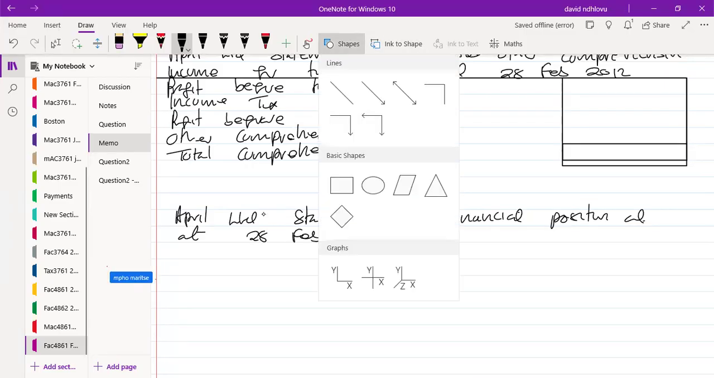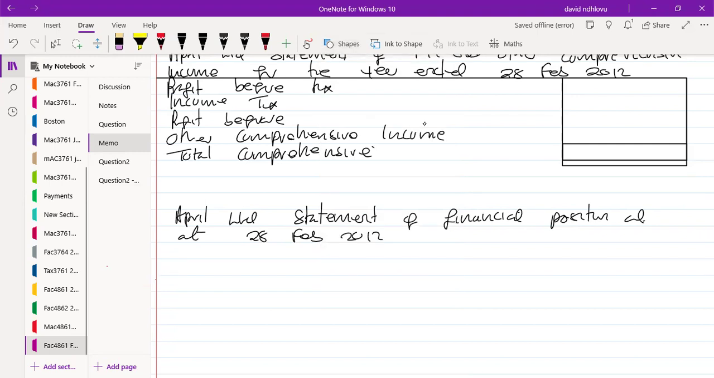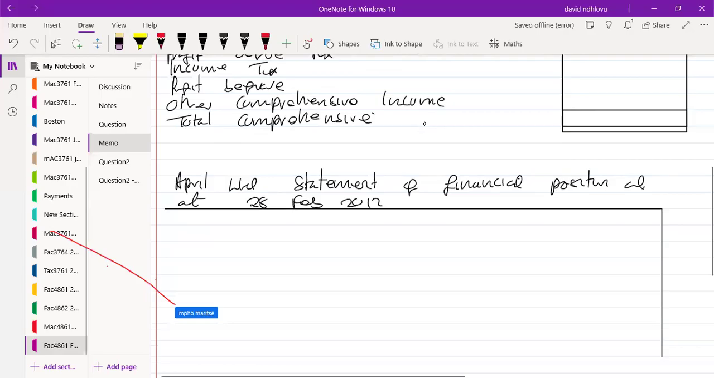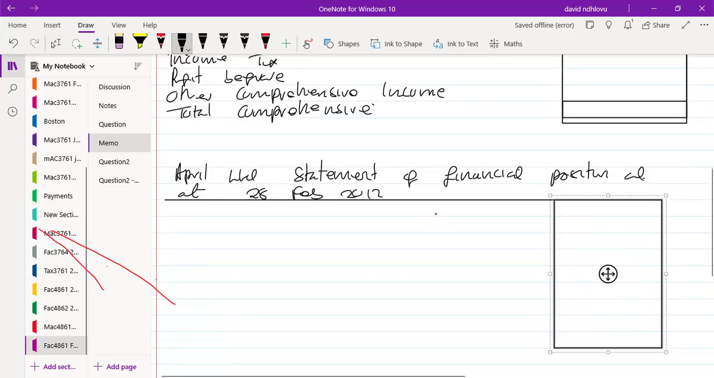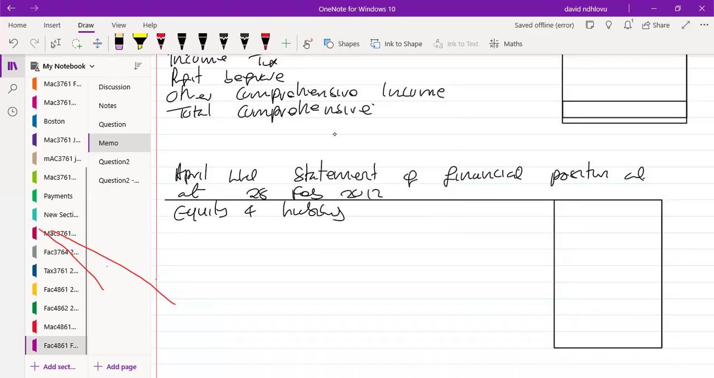Here they don't want you to show everything, just the areas impacted by taxation. For this question, we were impacted under the equity and liabilities section. Sometimes you may have the asset section if you have a deferred tax asset, but here we're going to have a deferred tax liability.